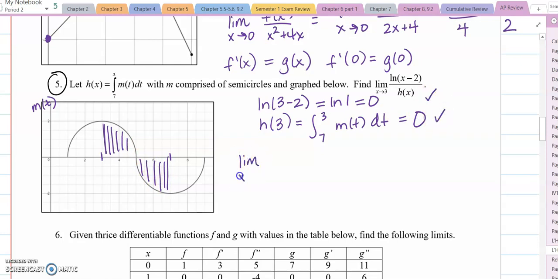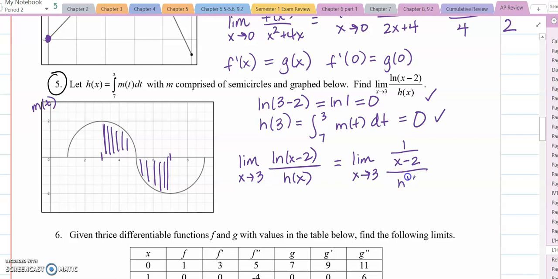The limit we're asked to find is equal to the limit of the derivatives. Our numerator has a derivative of 1 over x minus 2. If you consider the chain rule, the derivative of the inside is 1, so that's why it doesn't contribute anything else to this derivative, divided by h prime of x. So now we can evaluate.